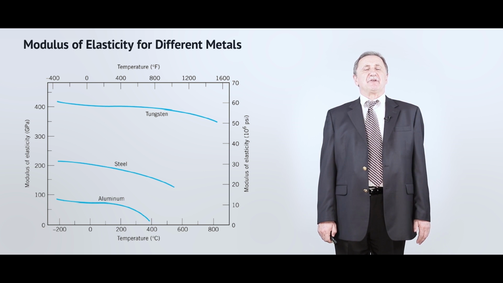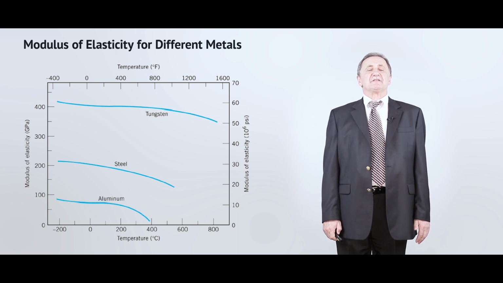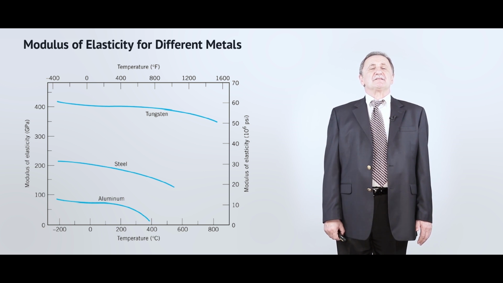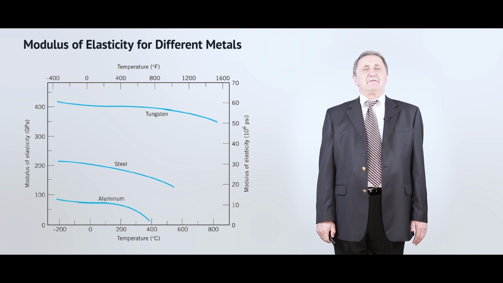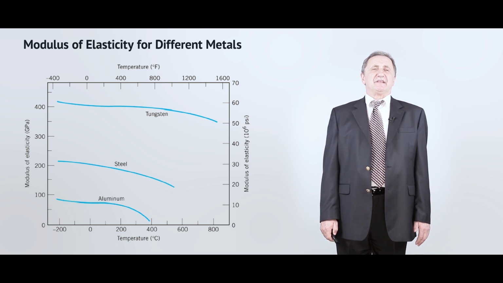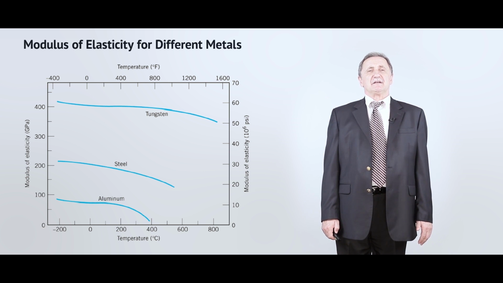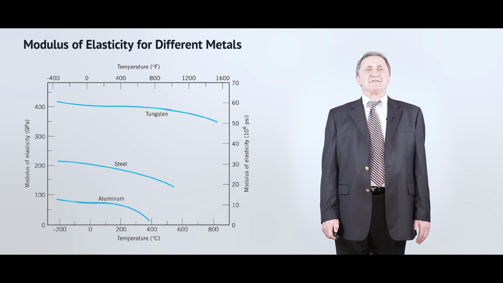And on this screen, you can see the elastic modulus for different metals, including aluminum, tungsten. You can see that it can vary in a wide range from 100 to 400 gigapascal, and that actually is defined by the characteristic energy potential for this kind of elements.